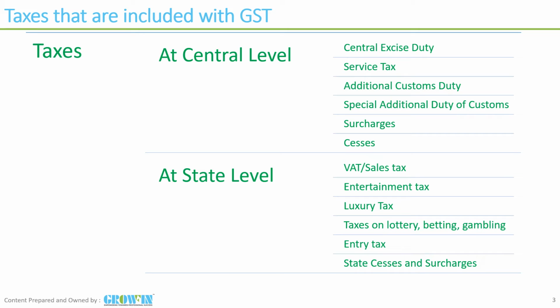In particular, it replaced the following indirect taxes. At central level: central excise duty including additional duties of excise. Service tax. Additional customs duty, commonly known as countervailing duty or CVD, which was levied on imports in lieu of excise duty. Special additional duty of customs or SAD, which was levied on imports in lieu of VAT. Surcharges, and cesses. At state level: VAT or sales tax.